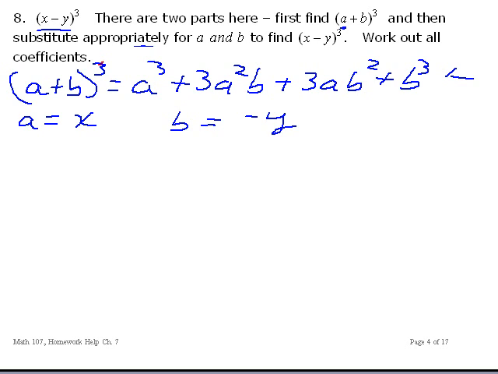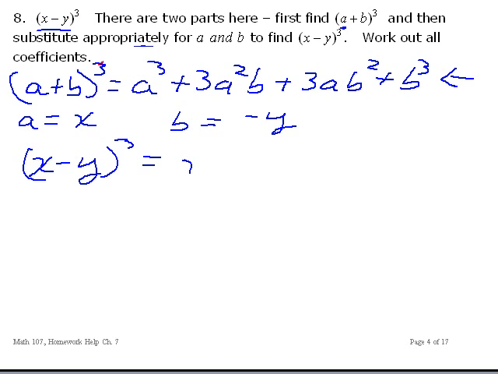Then looking at the solution I had for the binomial theorem, I substitute. Every place there's an a, I put an x. Every place there is a b, I put a -y. Be sure to use parentheses for that minus sign, because otherwise you might subtract it when you shouldn't. So now I'm working this problem.